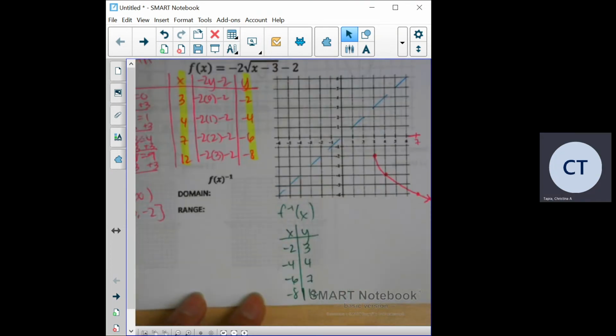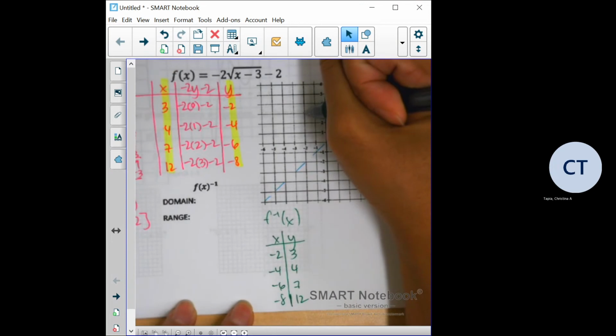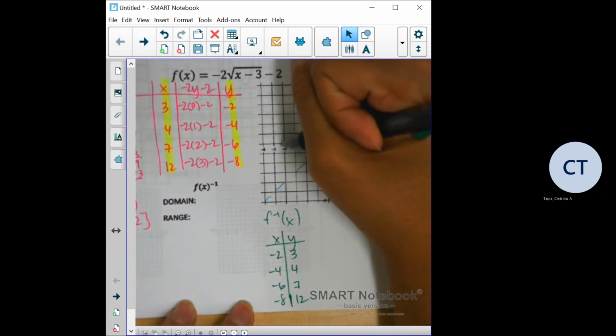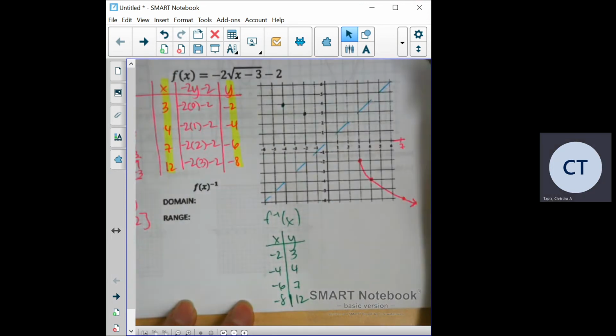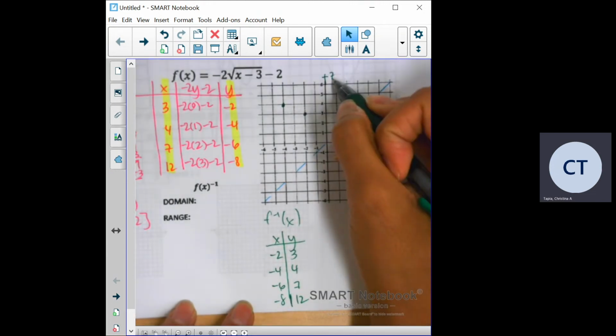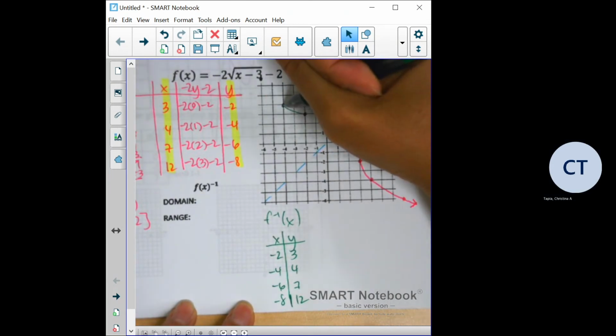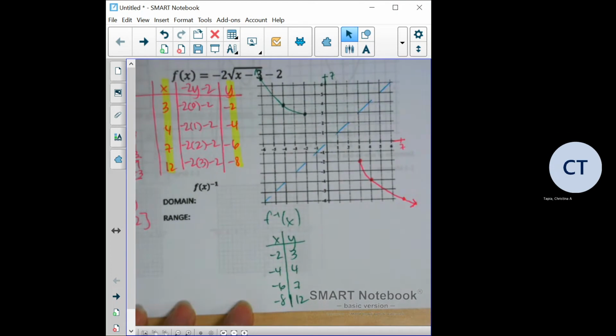So just like I did before, I'm going to graph these out. And I want one more place for +7, so I'm just going to include 7 at the top up here. And I'm going to put the point right here under 3. That's my inverse function.